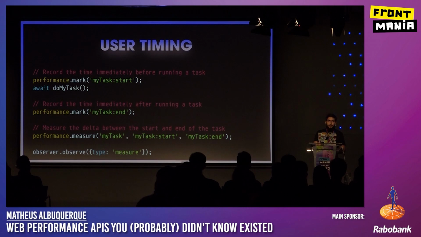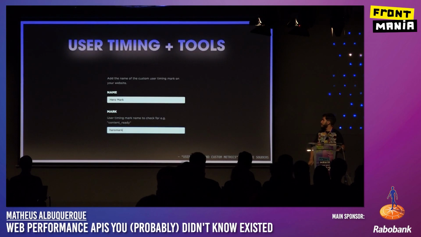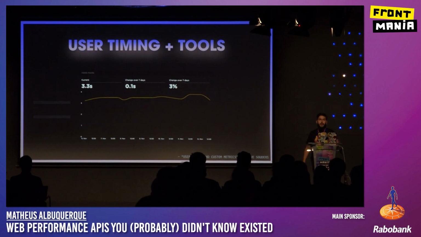The first thing I like about that is that it plays really well with developer tools in the browser. You're going to see a section called user timing, and that's how you can debug, for example, the duration of some specific operation that you decided to measure. And it plays really well with other tools like SpeedCurve. In SpeedCurve, you can register your own marks, and then you can have, for example, a timeline of how that's evolving for the good and for the bad over time.